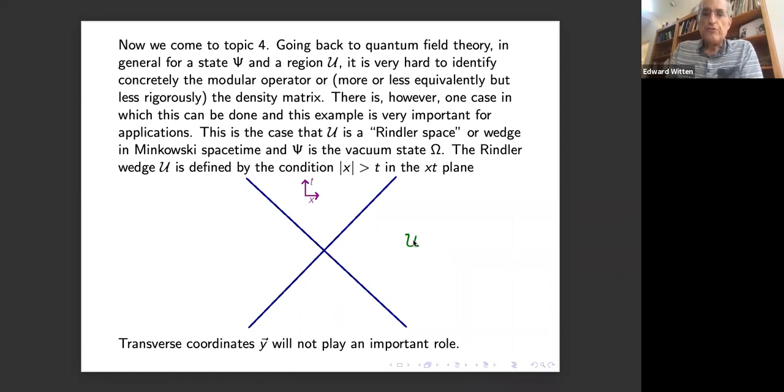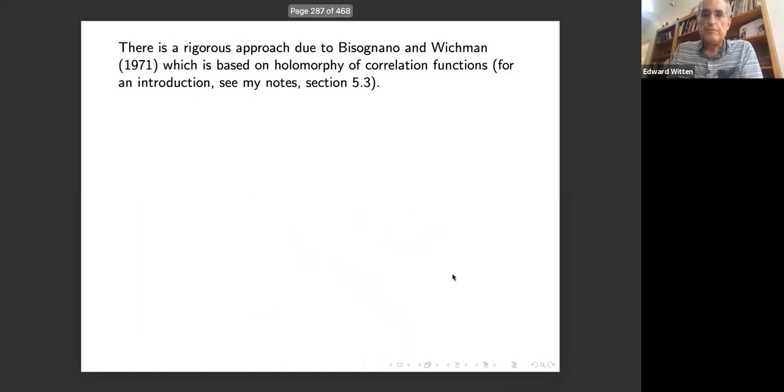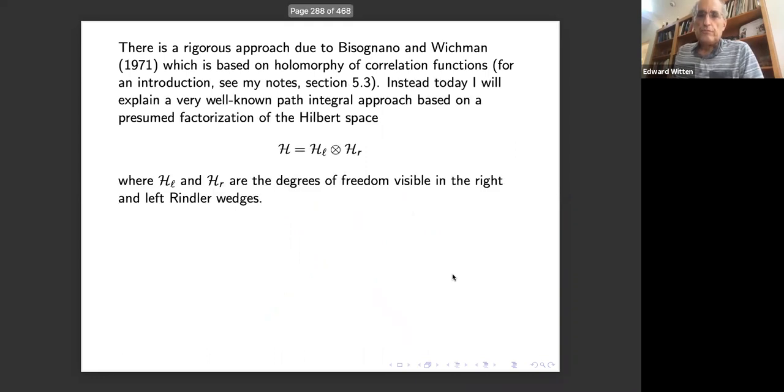So the Rindler wedge, regardless of the number of dimensions, you pick one space coordinate and you say that x is bigger than the absolute value of t, which gives you this type of region times R^(d-2) parameterized by some transverse coordinates, if there are any. Now, there's a rigorous approach to what I'm going to say due to Bisognano and Wichmann, which involves holomorphy of correlation functions. And you can find a brief synopsis of it in my lecture notes.